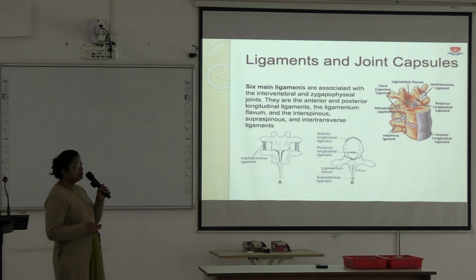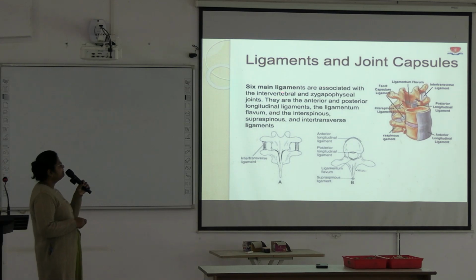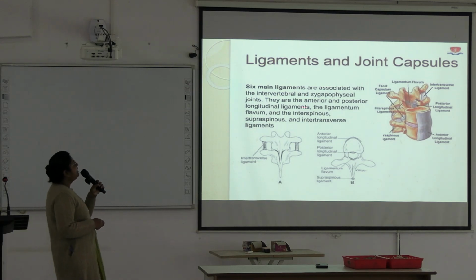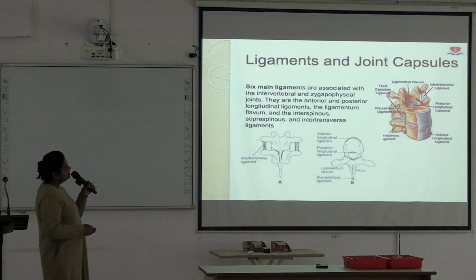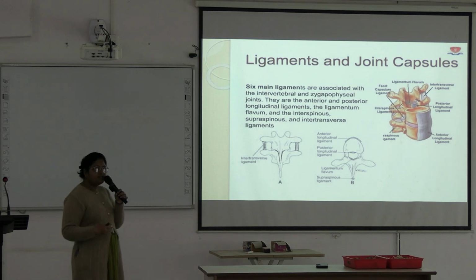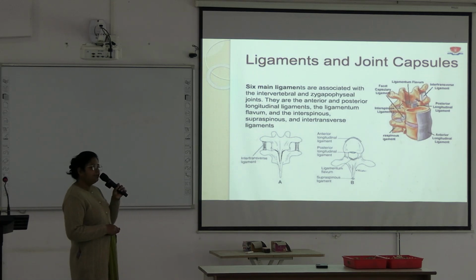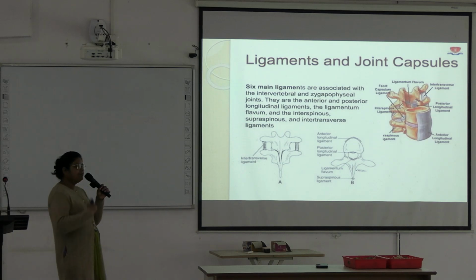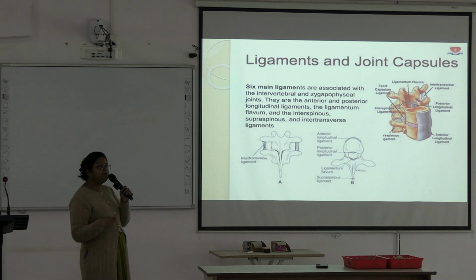Next we go to ligaments and joint capsules. Important ligaments only we will discuss. So six main ligaments are associated with the intervertebral and zygapophyseal joints, and these are the anterior and posterior longitudinal ligaments. See here, this is the anterior longitudinal ligament connecting the vertebral bodies in front. This is the posterior longitudinal ligament connecting the vertebral bodies posteriorly. It is lying within the vertebral canal.